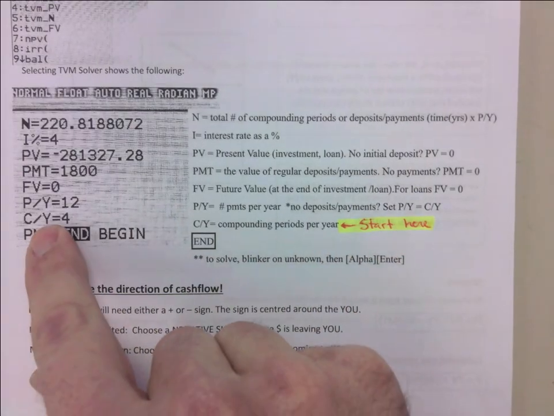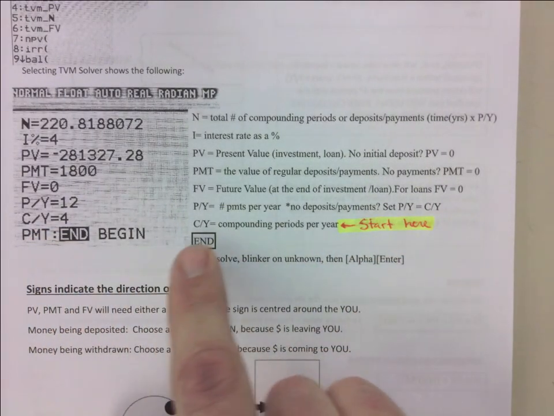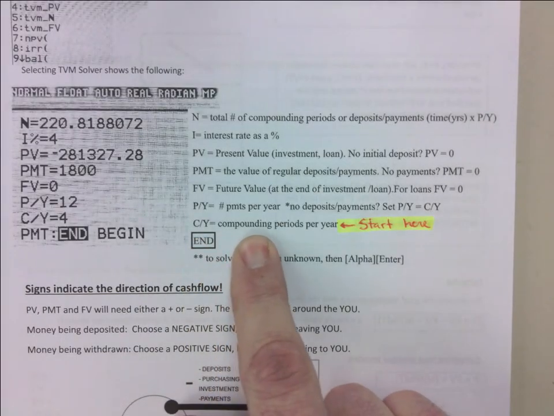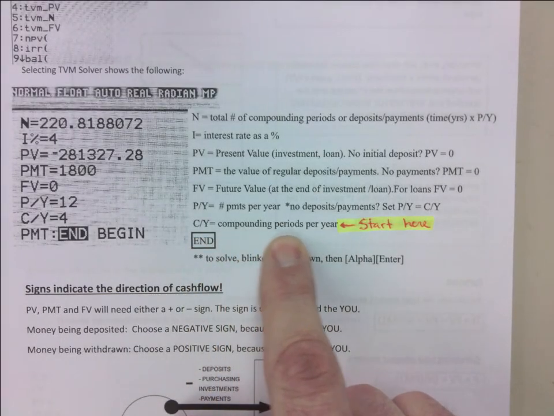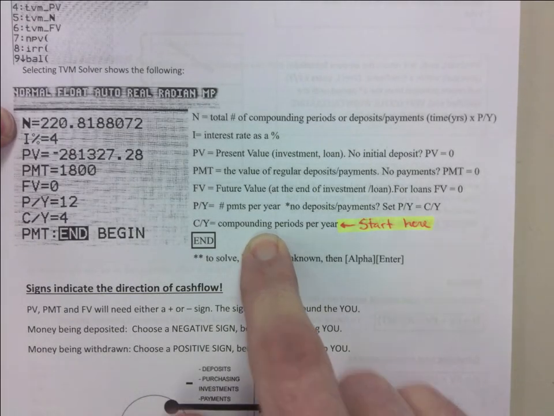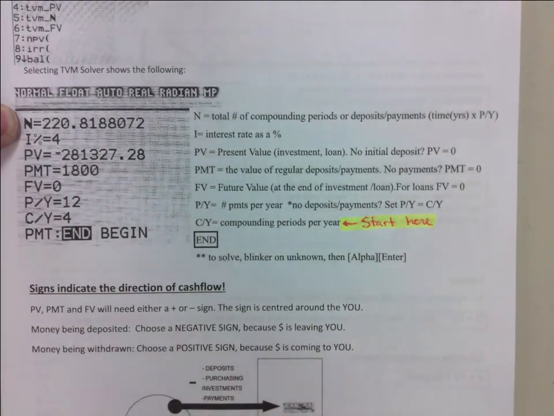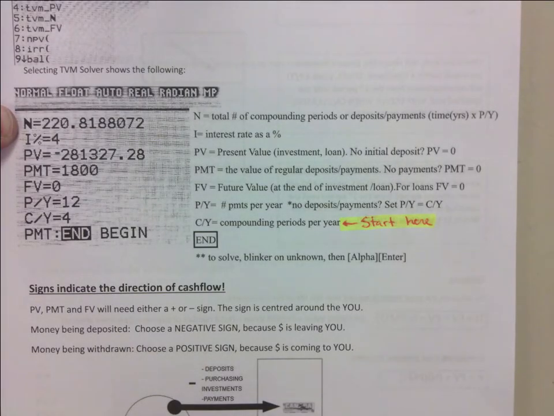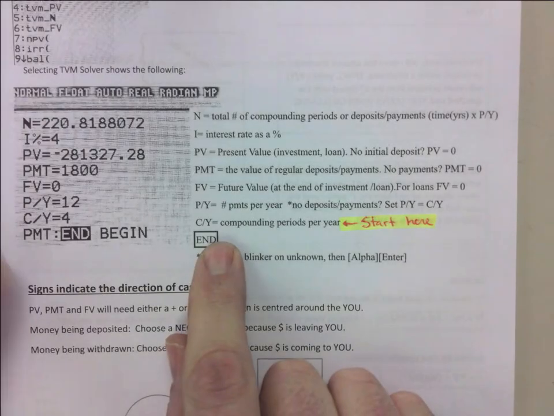I always start with the C/Y. What does C/Y stand for? Compounding periods per year. What was that for us before when we used our formula? N. Is there an N here? You see that big N up there? Not the same N. So that's why I'm going to say don't use the formula anymore to not mix them up, okay?